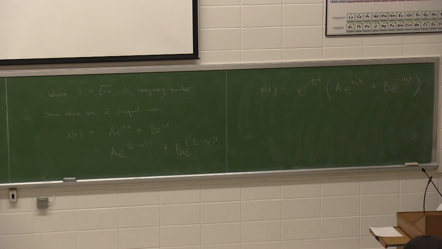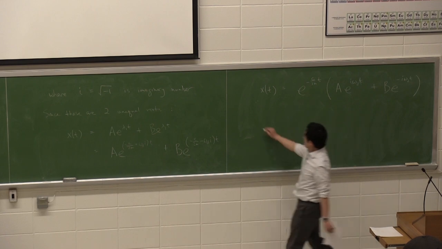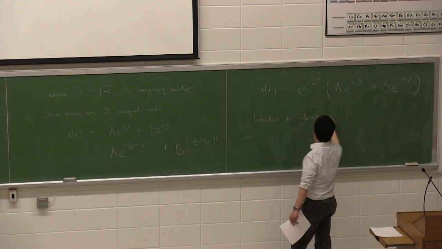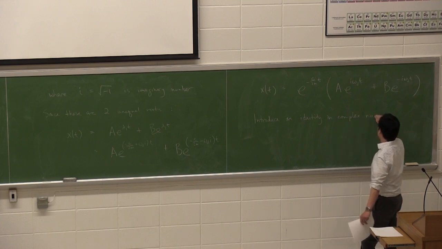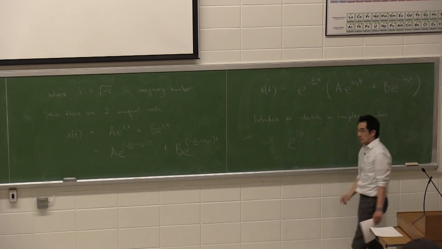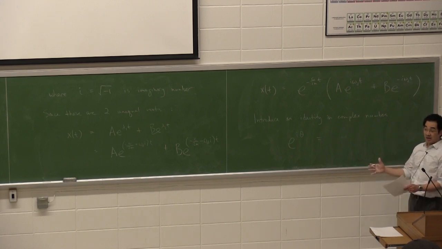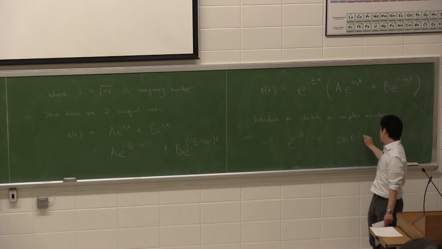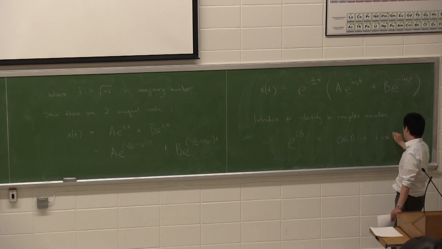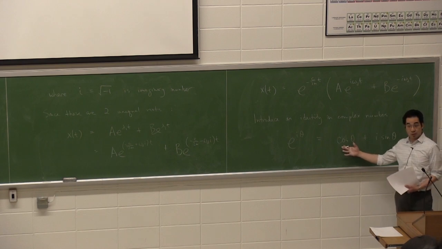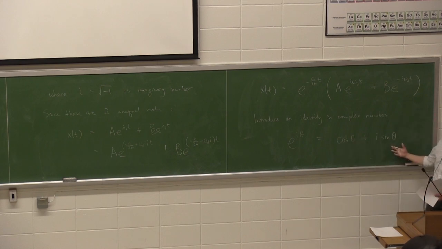Okay. I'm going to introduce an identity in complex numbers. You guys will remember this, perhaps. What do you think is an exponential of an angle theta if it's taken to the imaginary times theta power? That's right. It actually ends up being cosines and sines again, where the cosine is the real part of the complex number, and the sine is the imaginary part of the complex number, where these two are in the complex plane.